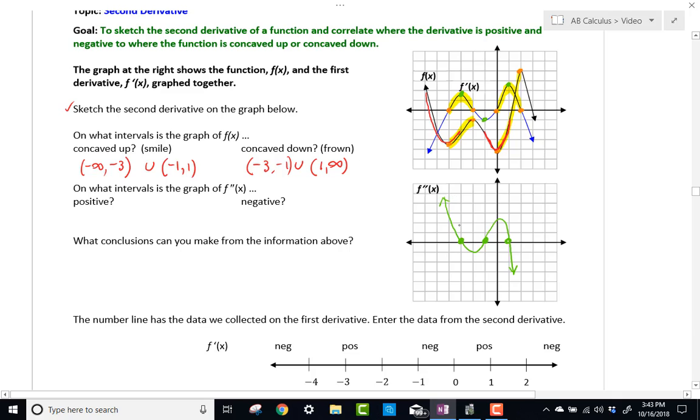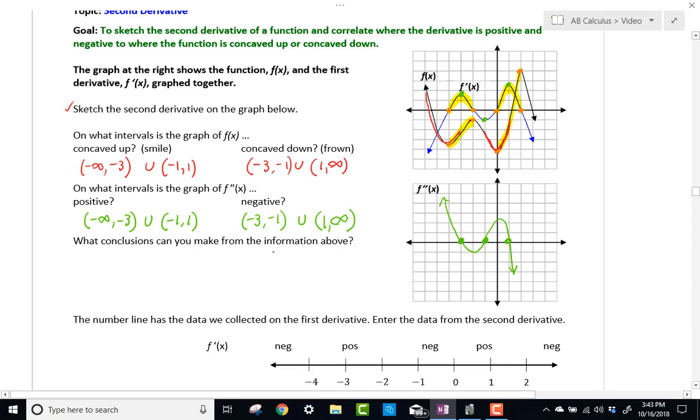So positive is pretty easy to see. Negative infinity to -3. And we're also positive from -1 to 1. Hey, wait a minute. This is starting to look a little familiar, isn't it? Where are we negative? We're negative from -3 to -1. Coincidence? And 1 to infinity? I think not. All right, I think not.